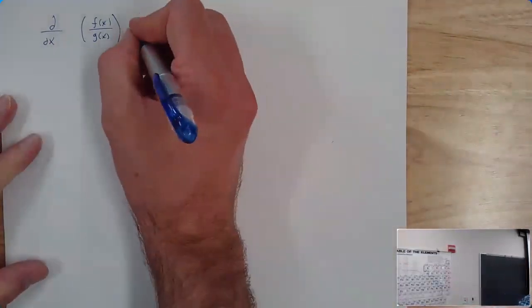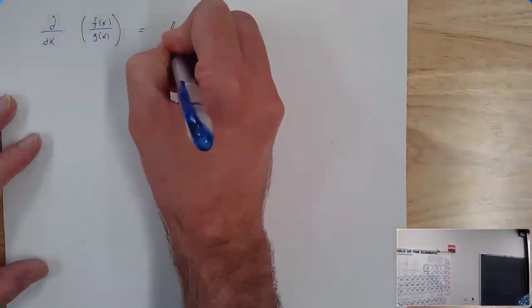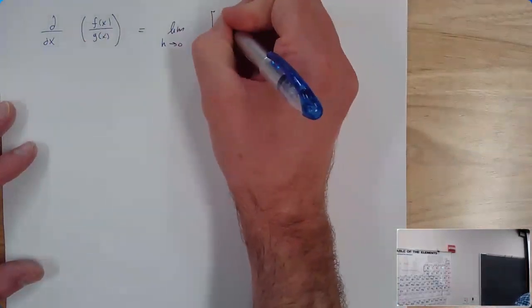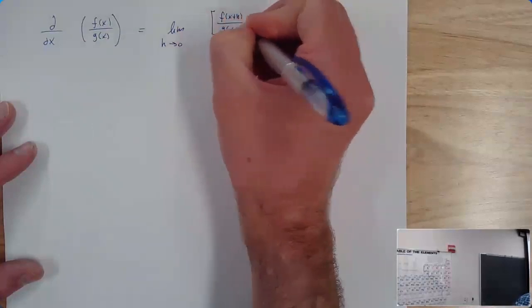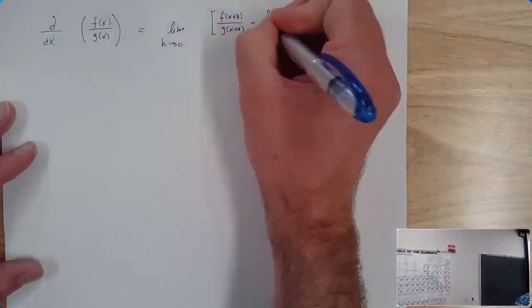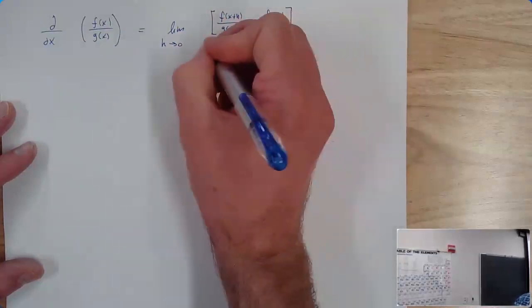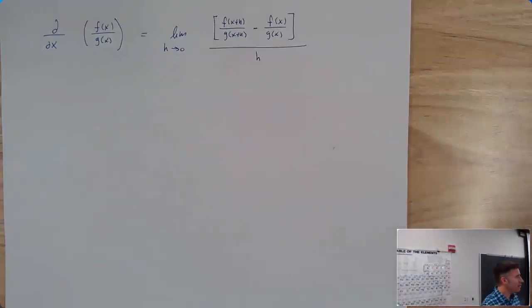I'm going to write it as the limit as h goes to 0 of f of x plus h over g of x plus h minus f of x over g of x. I don't know why I used brackets there. It's totally unnecessary. I thought I was going to need them, but I didn't. It's okay. It doesn't hurt anything. Right? No one's hurt by brackets.